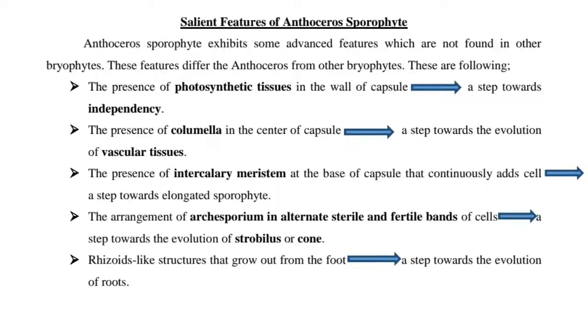Salient features of Anthoceros sporophyte. The Anthoceros sporophyte exhibits some advanced features which are not found in other bryophytes. These features distinguish Anthoceros from other bryophytes. They are the following. The presence of photosynthetic tissues in the wall of the capsule is a step towards independence. The presence of the columella in the center of the capsule is a step towards the evolution of vascular tissues. The presence of intercalary meristem at the base of the capsule that continuously adds cells is a step towards an elongated sporophyte. The arrangement of archesporium in alternate sterile and fertile bands of cells is a step towards the evolution of the strobilus or cone. Rhizoid-like structures that grow out from the foot are a step towards the evolution of roots.